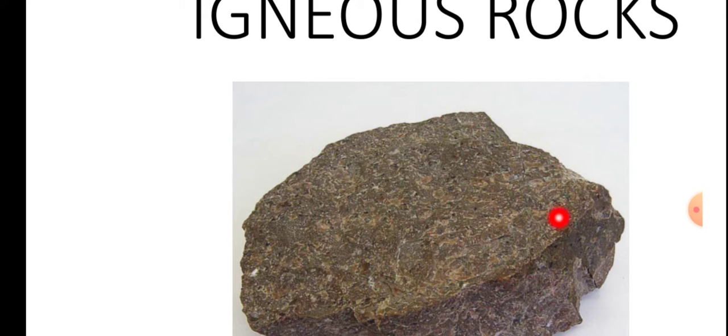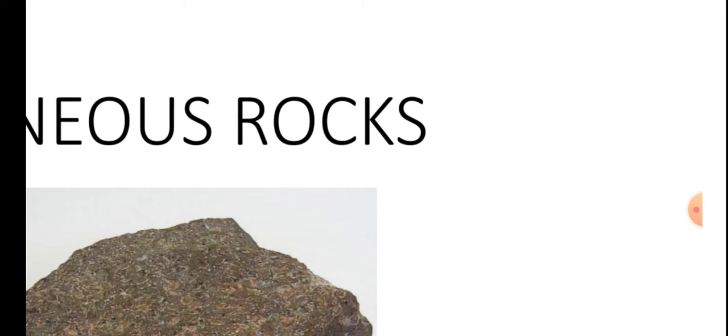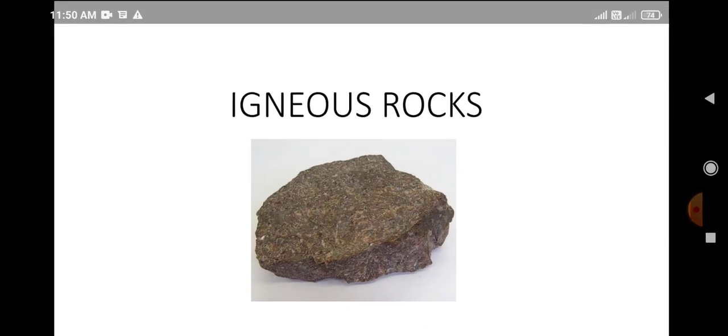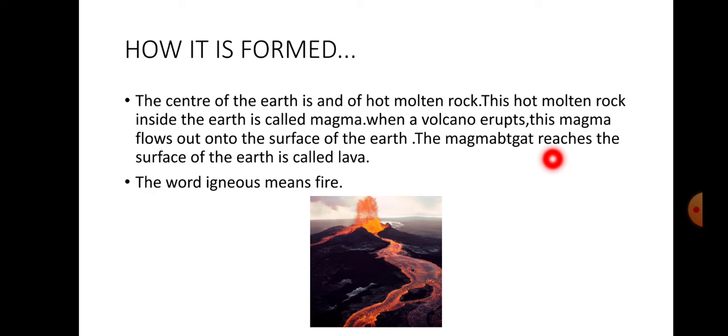The rock which you can see in the image is igneous rock. How the igneous rock is formed and what different types of minerals are present in igneous rocks, we are going to learn in today's class. Before that, we'll see the formation of igneous rock.